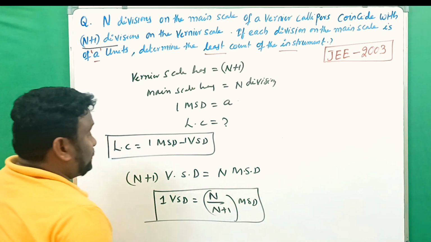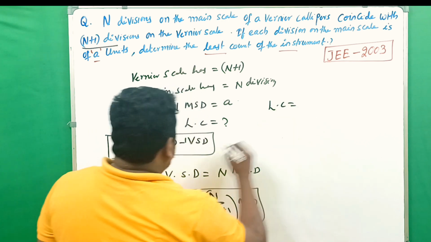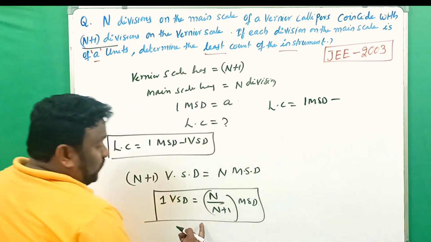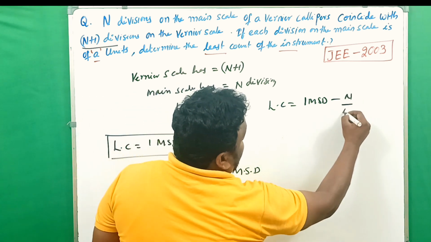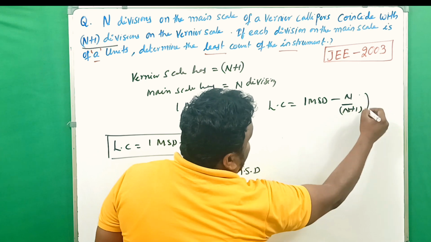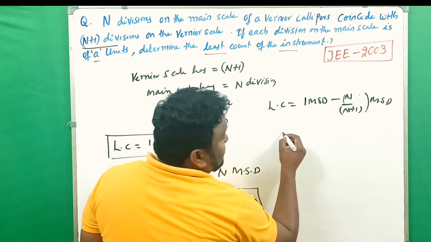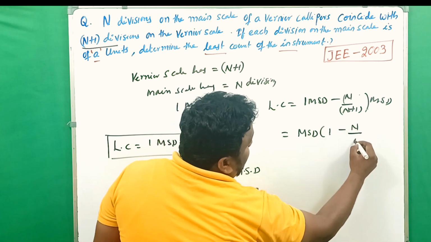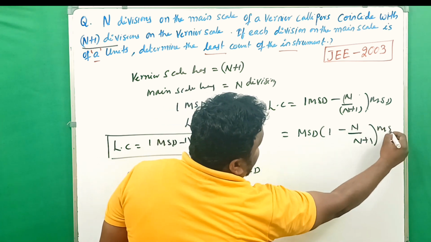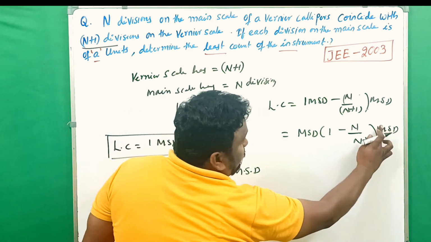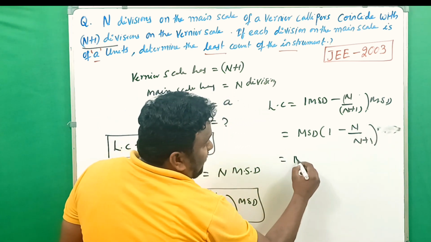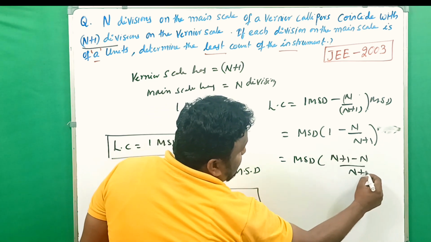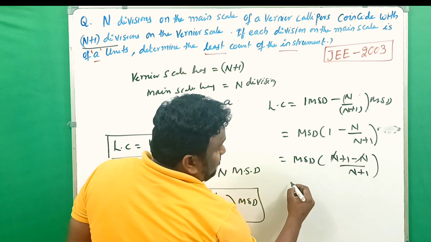You have to substitute here. Then LC equals 1 MSD minus 1 VSD, and the value of 1 VSD is n by n plus 1 of MSD. Here MSD is common, so you can write 1 minus n by n plus 1, times MSD. Then MSD times n plus 1 minus n by n plus 1, and n cancels. Then what do you get here?